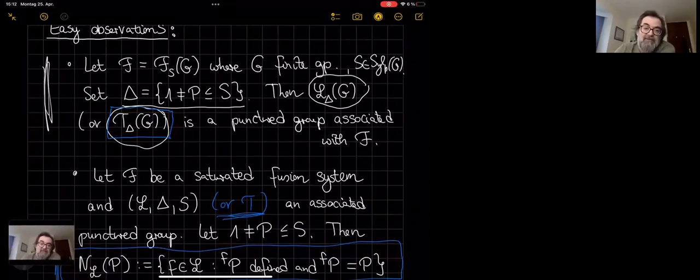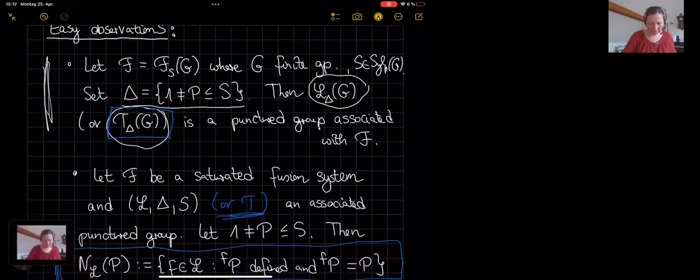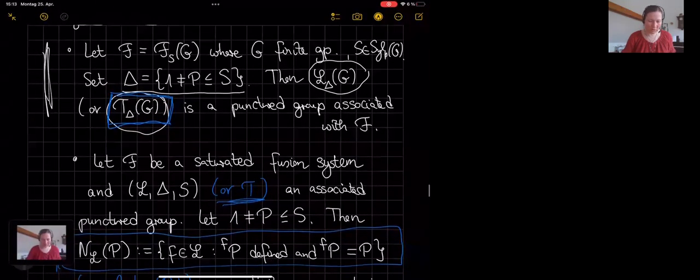As a partial group, it's the transporter system, but is it a category, transporter system, or a linking system? If you look at the category T delta of G, you take delta, the set of subgroups, and as morphisms, these transporter sets. Then, of course, if all the non-trivial subgroups are centric, you could also take the centric linking system, and that would also give you a punctured group. But this works only in the special case that all non-trivial subgroups are centric. But these things, of course, happen.